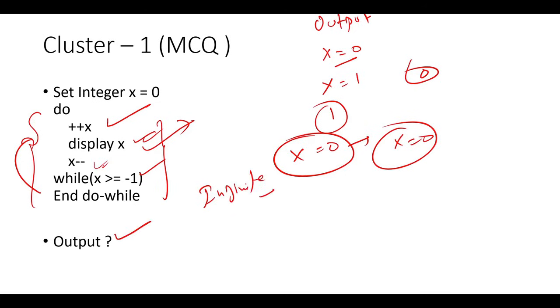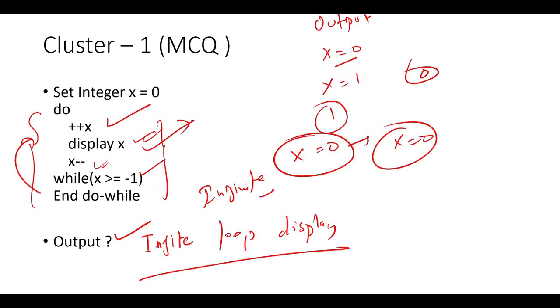In the output, we actually need to tell what will be the output. So we can say infinite loop display. You will be getting 4 options. When you get the option infinite loop display, you can tick mark that question, because this loop will go infinite times. We have just discussed it, and this would be our answer.